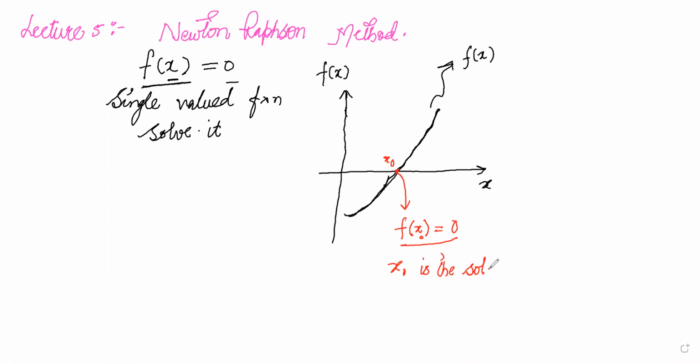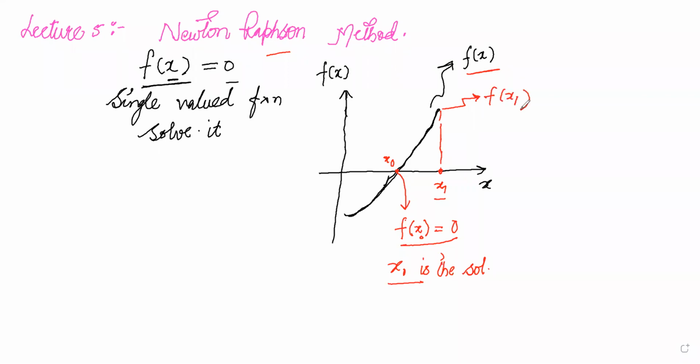Now the question is, we have to find this x naught, but we have to make use of the Newton-Raphson method. What the Newton-Raphson method says is: take an initial approximation. Take x1 as an approximate root of the given function f of x. Let's suppose that x1 is the solution. Fine. At x1 the value of the function is f of x1.